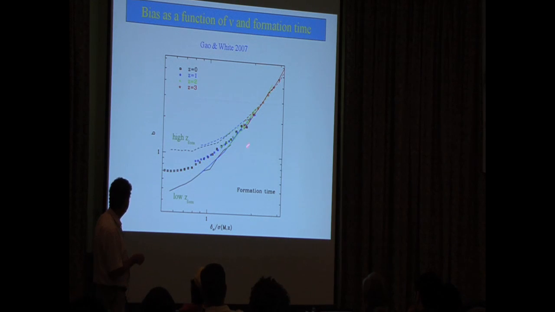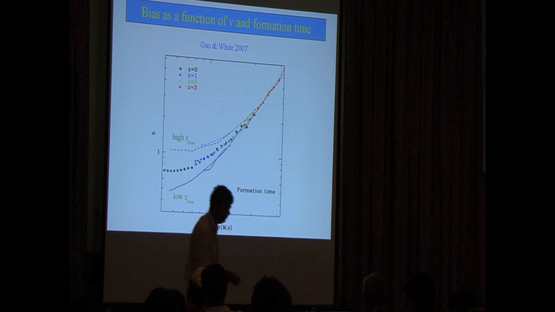So you can stack data. So this is if you don't separate by formation time. These are the 20% earliest forming, 20% latest forming. That's how it splits by formation time.